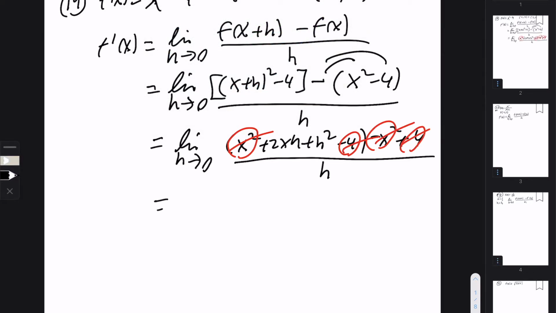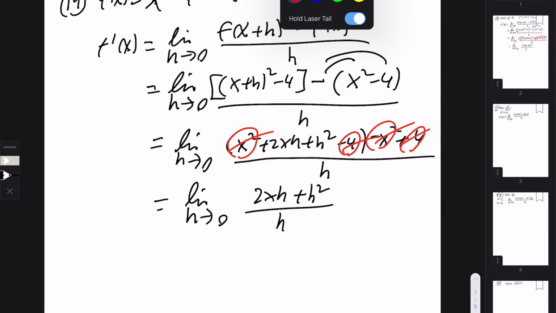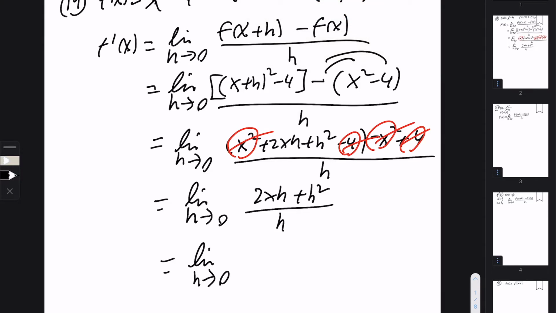We are almost there. So I have 2xh plus h squared over h. And we still get 0 over 0 when you plug in 0 for h. So we have more factoring and canceling to do. And if you look at the top, they both have an h. We need to take that common factor out.